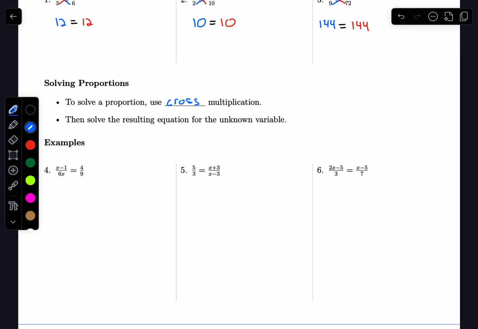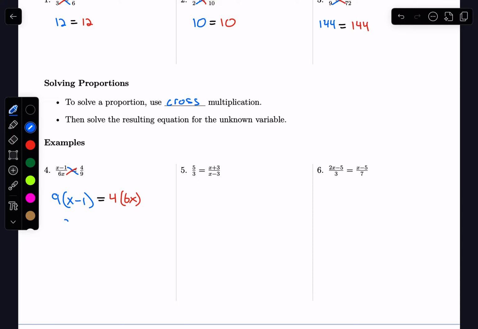Now be careful, because we have x minus 1 on the top of our fraction. We're going to multiply that by 9, but when we do that, we have to distribute the 9 to the x minus 1. So it's not as simple as just doing 9 times x. We have to distribute that 9. For the other direction, we have 6x times 4, where technically we still have to also distribute the 4 to the 6x, but because there's no addition or subtraction in the middle, it's a lot easier.